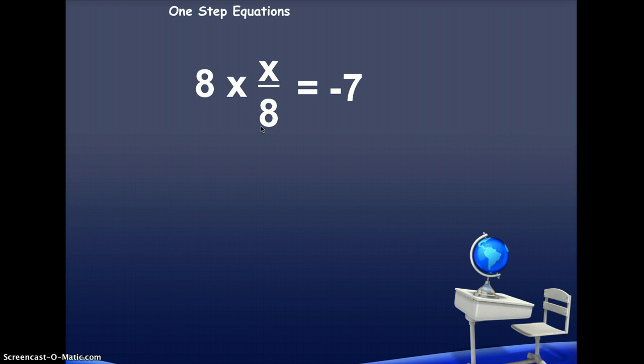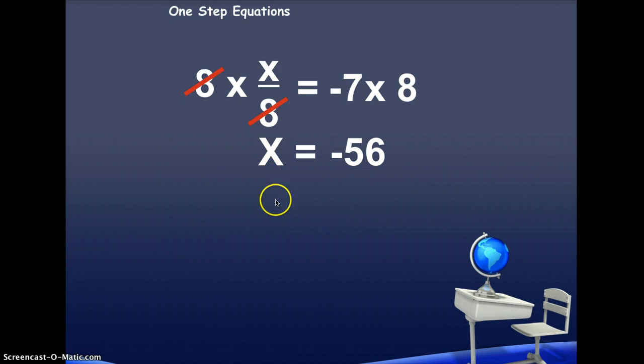You have times 8 there, and then at the other side times 8 again. So in here, 8 divided by 8, it's like canceling them out. 8 divided by 8 is 1. So it's like 1x. So we write x is equal to negative 7 times 8. A negative times a positive will give you negative, and 7 times 8 is 56. So the solution is negative 56.